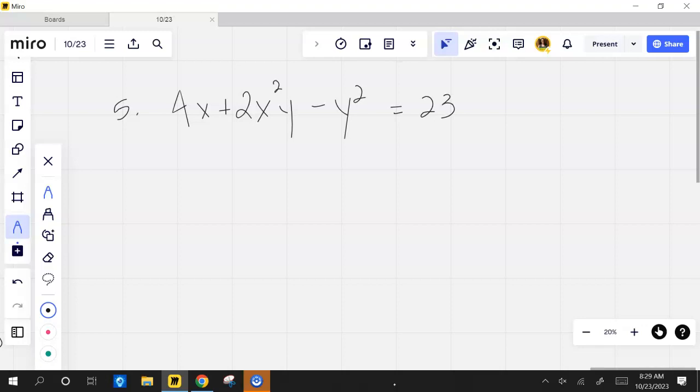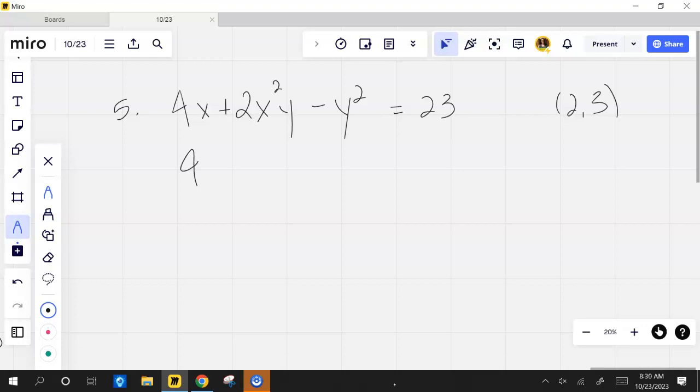Find an equation of the line that is normal to the graph, not tangent to the graph, at the point (2, 3). Tell me what to do. Find the slope. That's exactly where I'd start, slope. How are you going to find slope? Yeah. Derivative. Find the derivative.